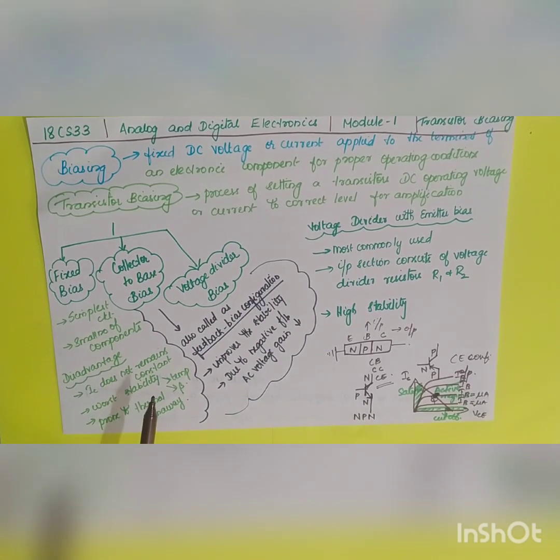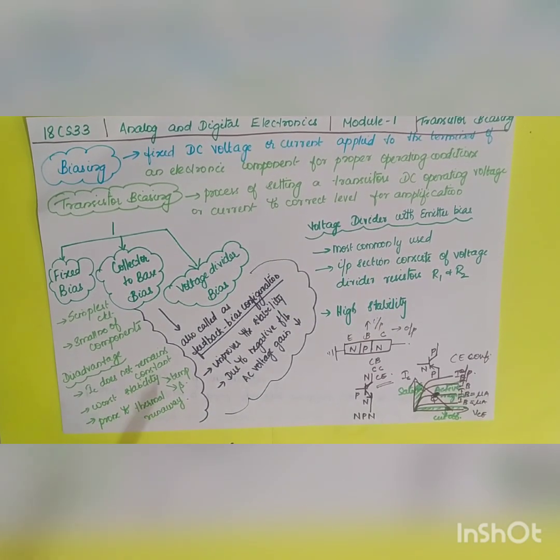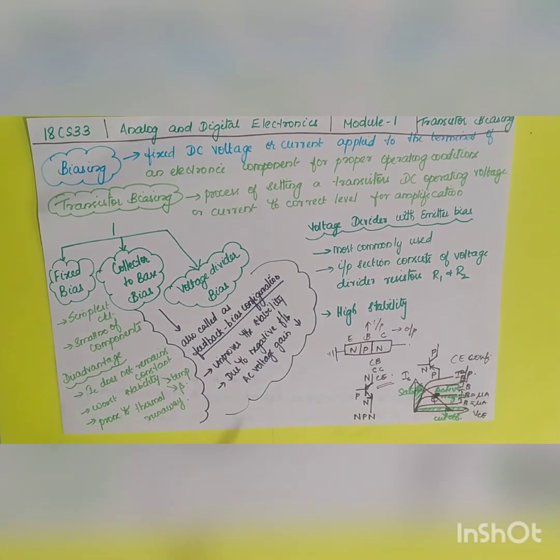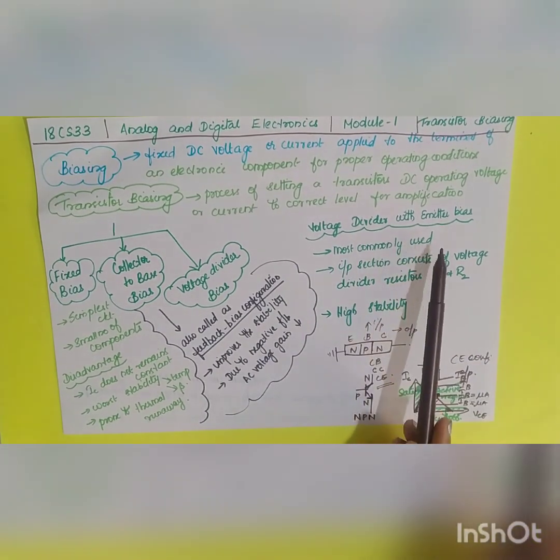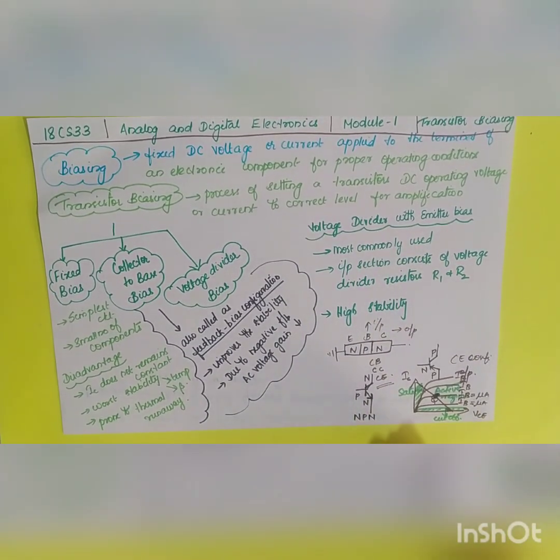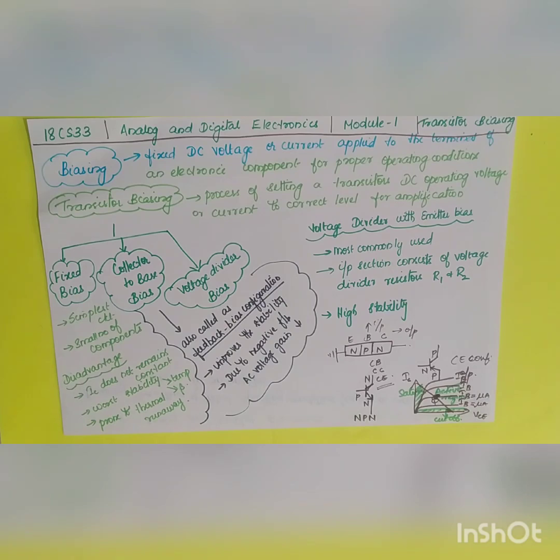In the case of voltage divider biasing, it consists of two voltage divider resistors R1 and R2 across the input. Okay, it is the most commonly used biasing and it has high stability. The voltage divider biasing is also called by another name, voltage divider with emitter bias, because it comes with an emitter resistance, okay, across the emitter side.